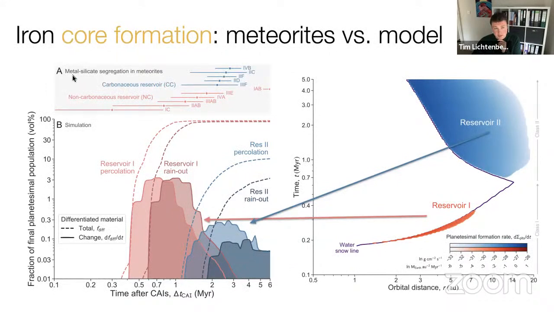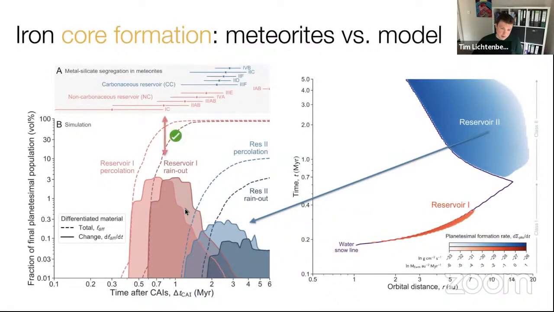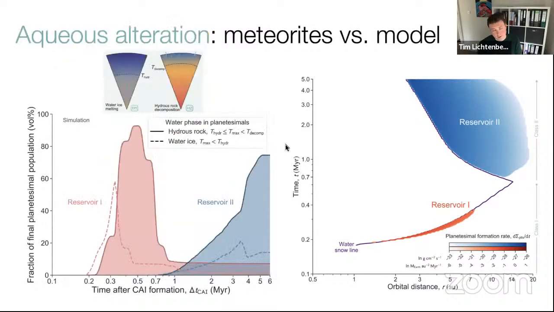So this is metal silicate segregation times from iron meteorites from the hafnium-tungsten dating system in the non-carbonaceous reservoir and in the carbonaceous reservoir, so inner and outer solar system. What you see is that within the uncertainties, our simulation reproduces the timing that we observe in the NC and the CC reservoir. This is for core formation, and now for water-rock reactions.